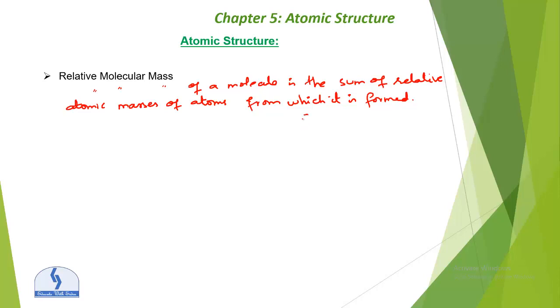For example, chlorine, Cl2, has two atoms, so 2 multiplied by 35.5 is equal to 71. What about water? Hydrogen has two atoms and its relative atomic mass is 1, plus oxygen has one atom and its relative atomic mass is 16. So that will be equal to 18. So 18 is the relative molecular mass of water.